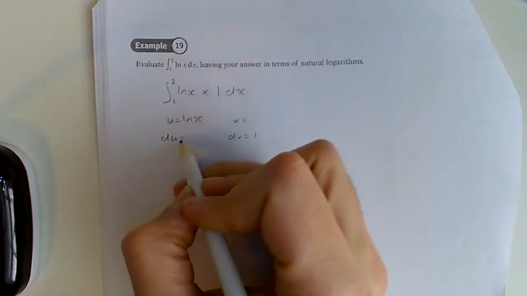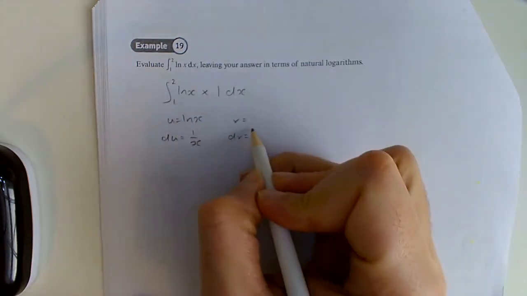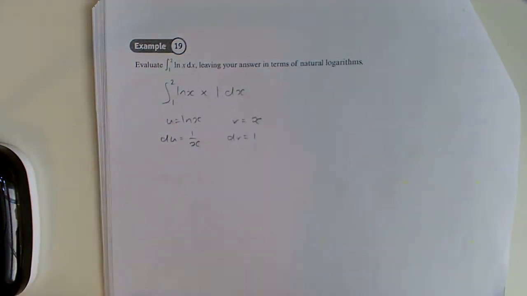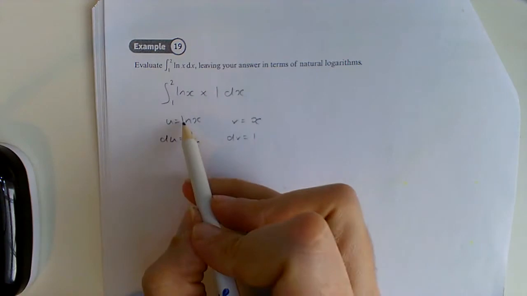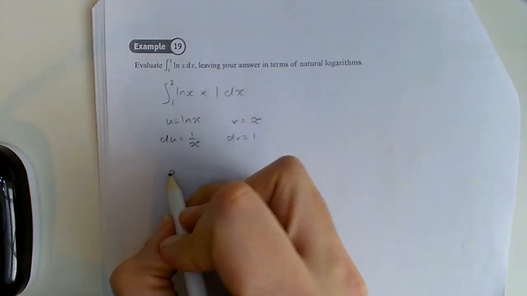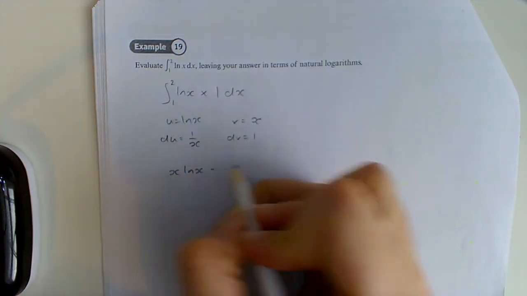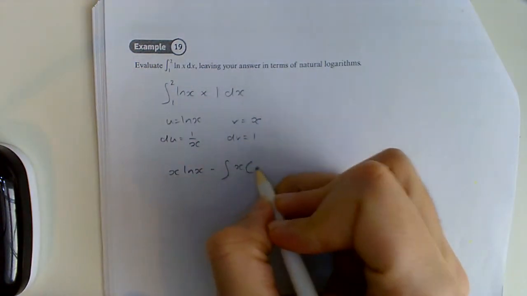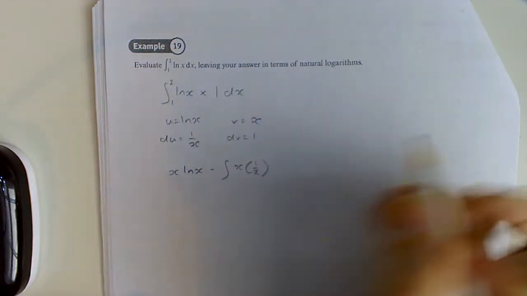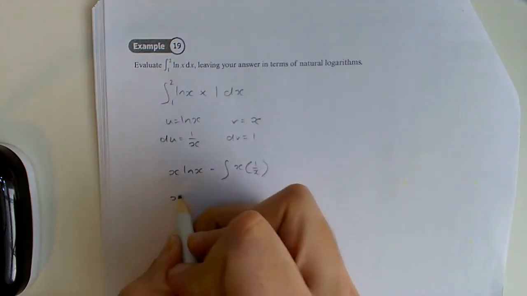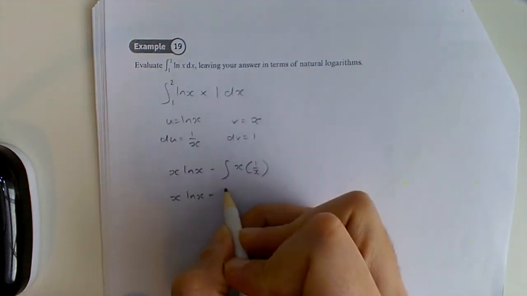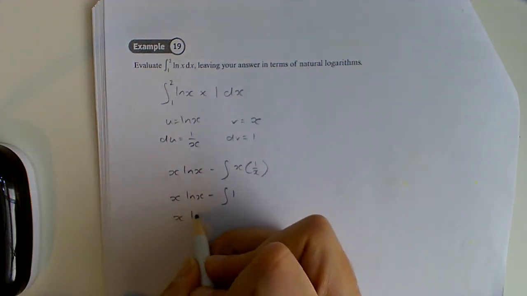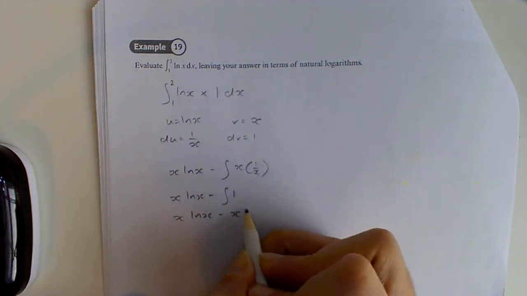So if we differentiate this, we're going to get 1 over x. If we integrate this, we're going to get x. And now we can do our uv minus the integral of v du. So uv is going to give us x log x minus the integral of v du. So that's going to be x times 1 over x. So simplifying that, we're going to get x log x minus the integral of 1, which means we're going to get x log x minus x.